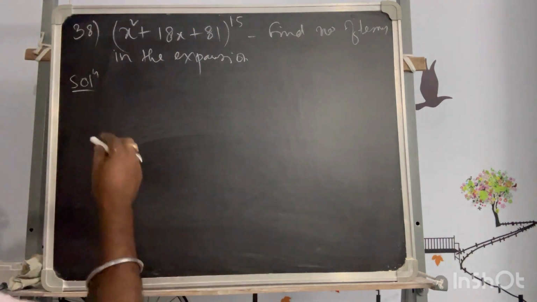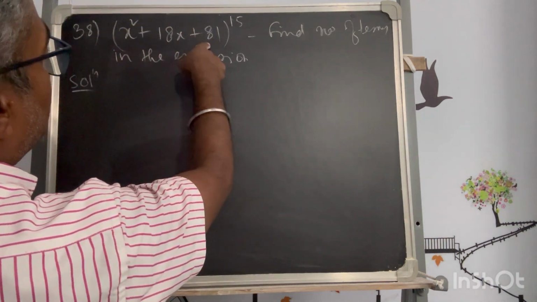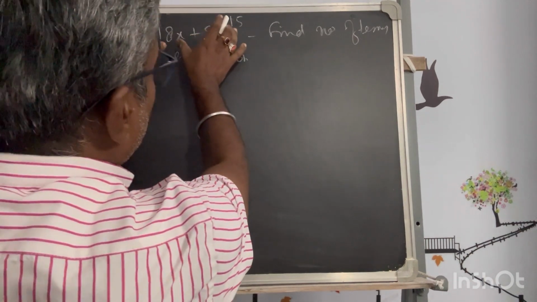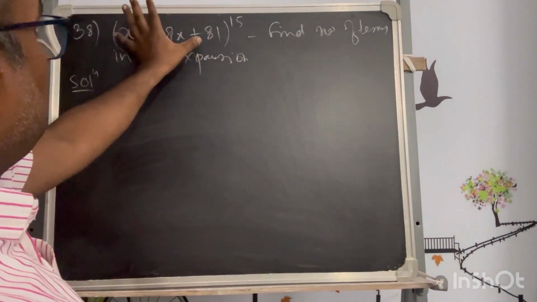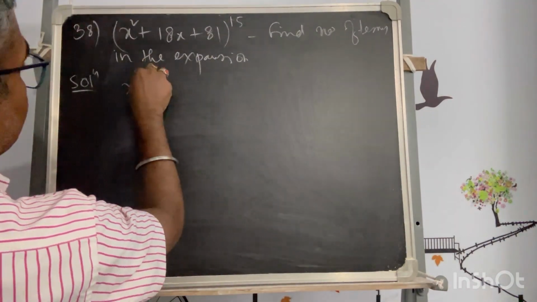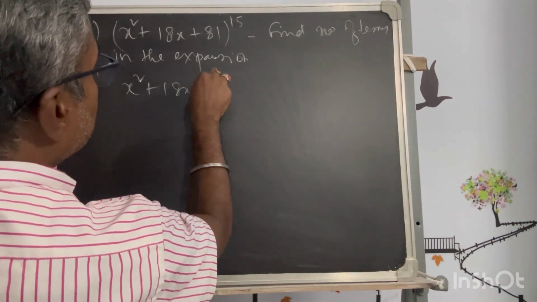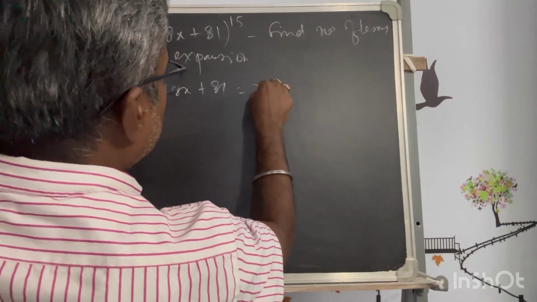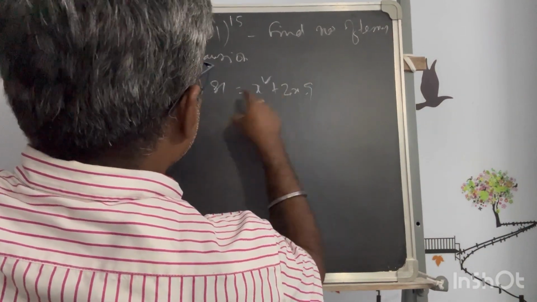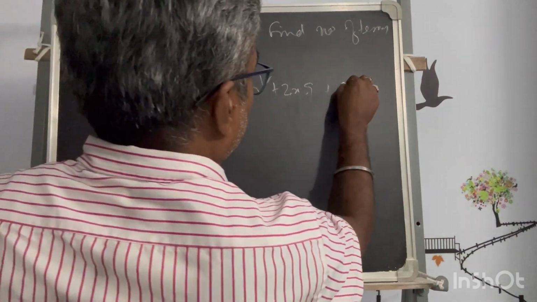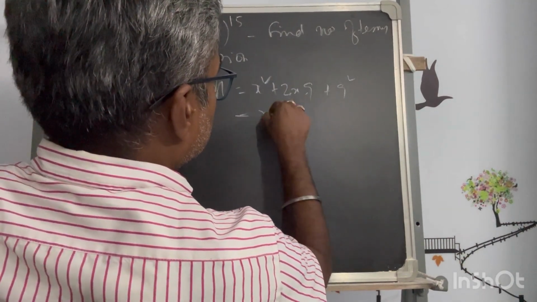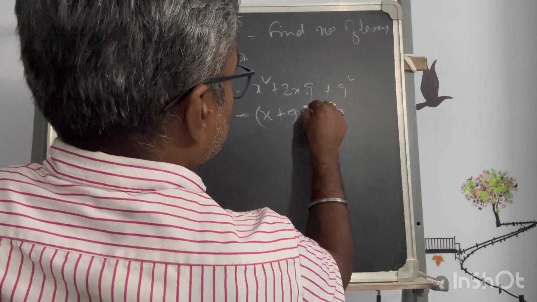So what is the possibility? You can see this is a quadratic expression, so there may be possibilities that you can break it into 2 factors, or you can make it a whole square formula. So let's try. This is very easy. By seeing also you can see x square plus 2 into x into 9, which gives 18, and 9 square gives 81, so it forms a whole square. So this is basically x plus 9 whole square.